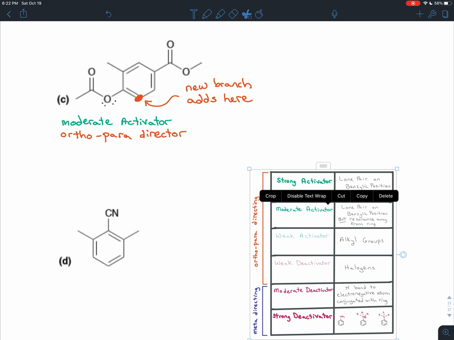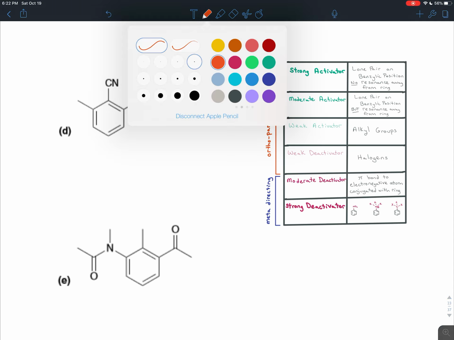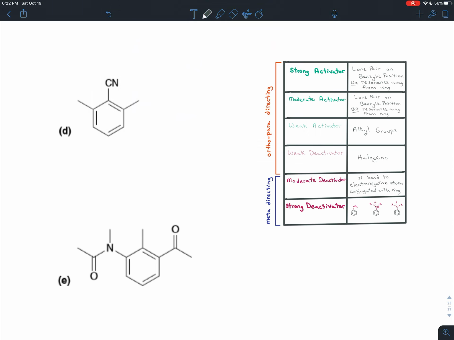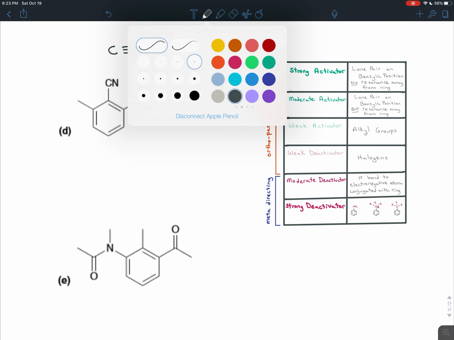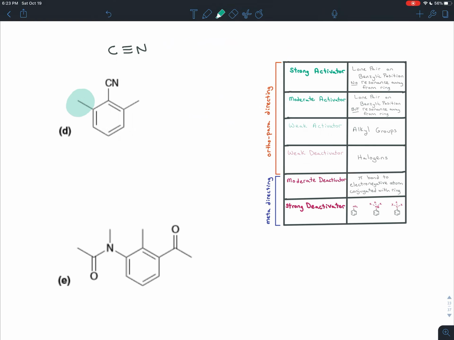Okay, let's go through that same thought process for D. Now, one thing to note here is that this CN is actually carbon triple bonded to nitrogen. Okay, so let's think about these branches one at a time. First, we have an alkyl group. It's a methyl group. Alkyl groups are weak activators. So that's going to be a weak activator. And all activators are ortho-para directors.